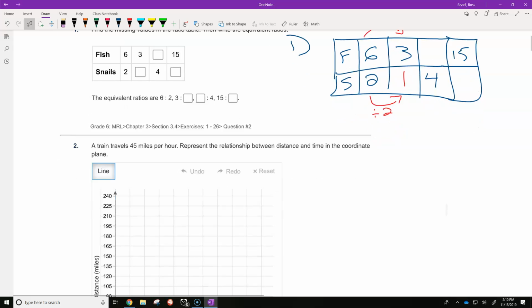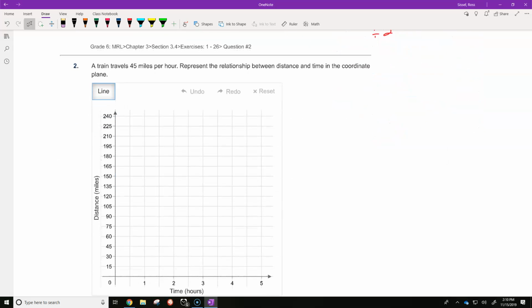Now, on the graphing, the reason I'm having you do it online is because it will make your lines for you. On number 2, is there a table? No. You must, on your work, show me a table. How many coordinate points do I have to have? 3.